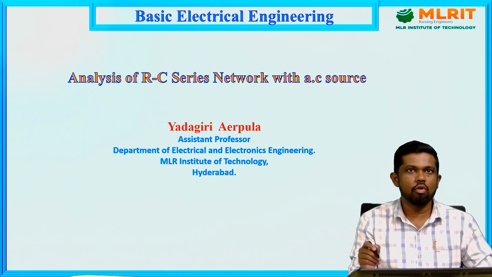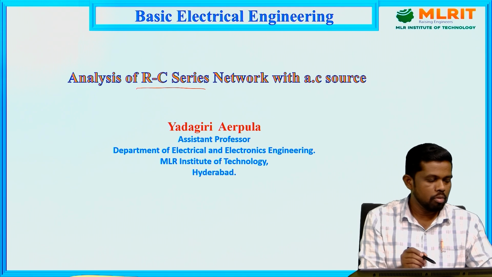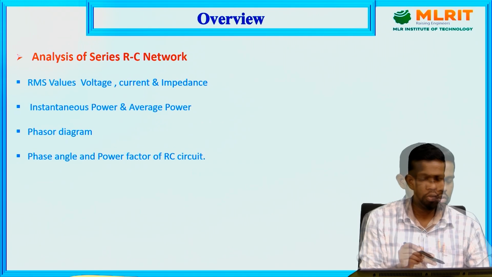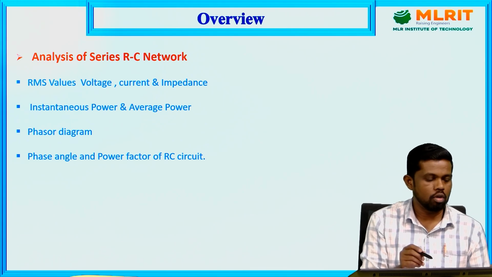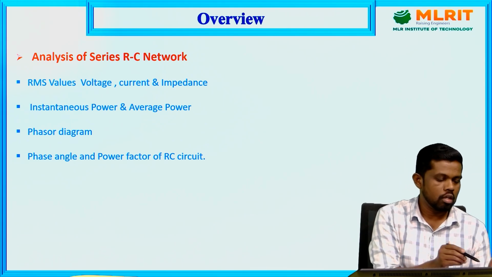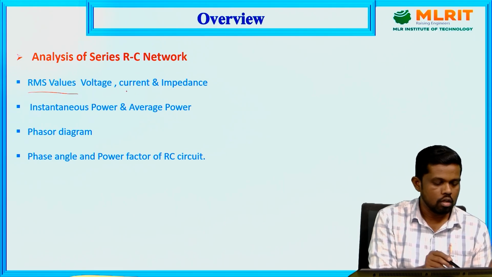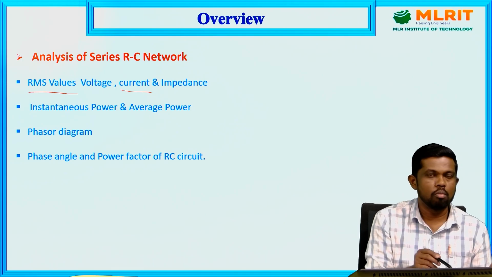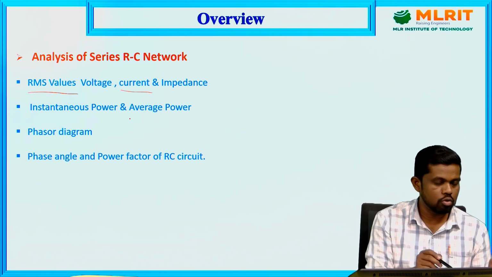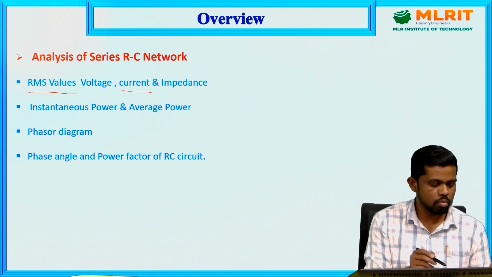In this session, we are going to discuss the analysis of the RC series circuits. An RC series circuit means we take a resistance of R ohms and a capacitance of C farad and make a series circuit. In that circuit, we need to discuss the RMS value of voltage, the RMS value of current, and how much impedance is offered by the circuit. Based on that, we find the power factor, and the average power consumed by the RC series circuit. We need to discuss these things in this session.